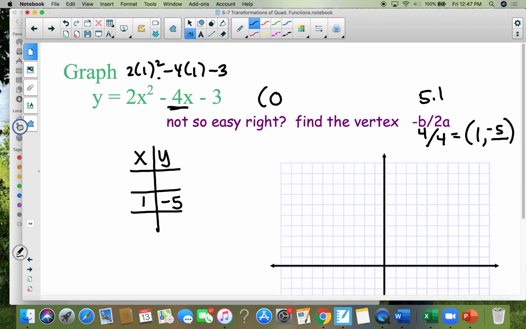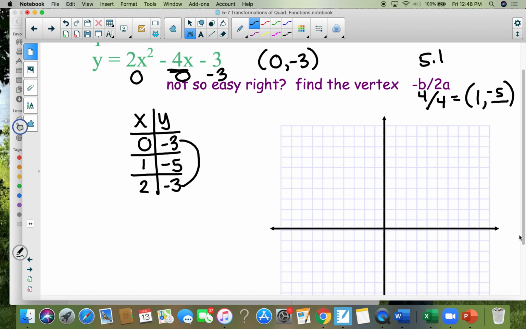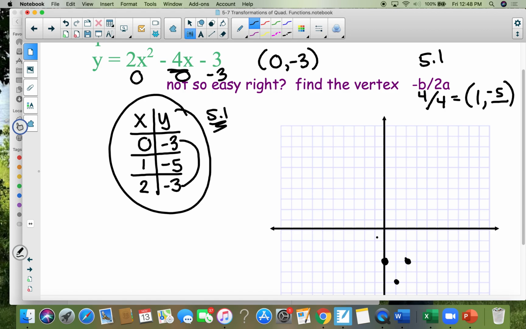When x is 0, remember we always use 0, and then it goes in order, so it's 0, 1, and 2. When x is 0, this becomes 0, this becomes 0, and that stays a negative 3. So your point is a negative 3. And if that's a negative 3, that's also a negative 3. So in order to graph this one, we pretty much did what we did in 5.1. So 0, negative 3 is down here. 1, negative 5 is down there. And 2, negative 3 is there. And you connect your dots.